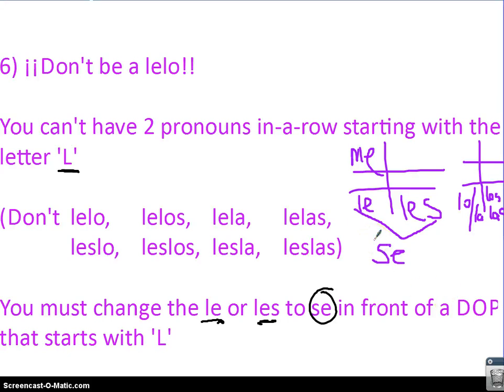Alright, these are your rules of double object pronouns, and we will, like I just said, be putting them together in class, but you should be fairly familiar with these to make your life a little bit easier.